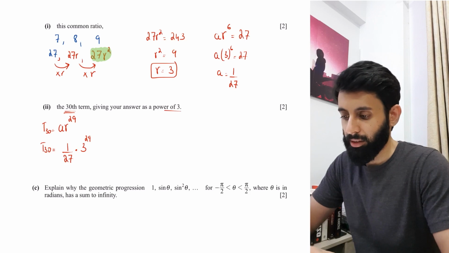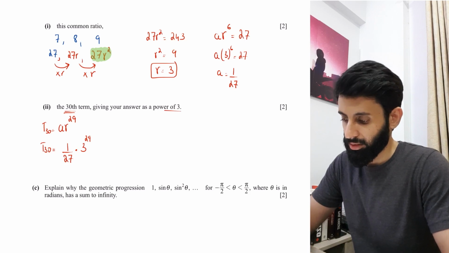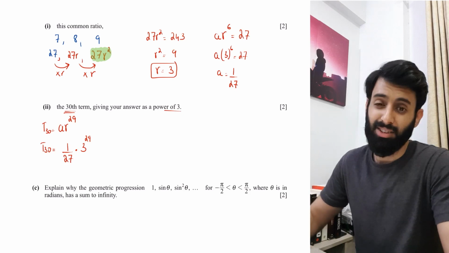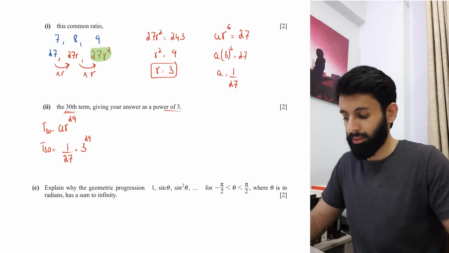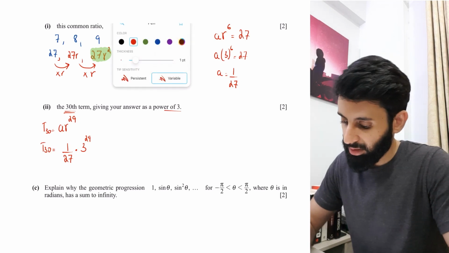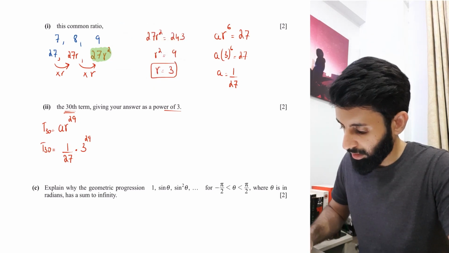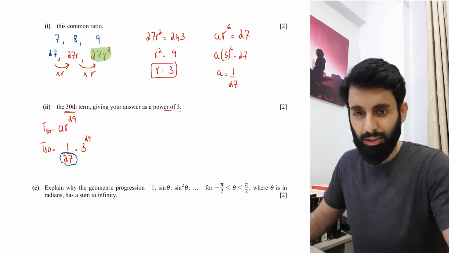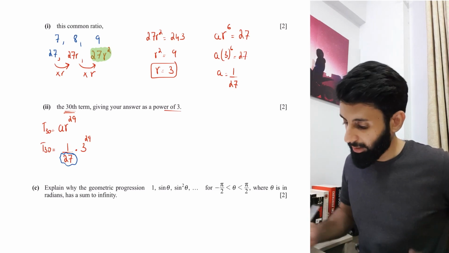Now, if you do this in your calculator, you'll notice something strange. So 3 to the power 29 is an answer that's in standard form. And once you divide by 27, it's still an answer that's in standard form. Your calculator doesn't have the capacity to work it out. That means this is a point where you need to think outside the box. And 27 is not an ordinary number. It's a power of 3.